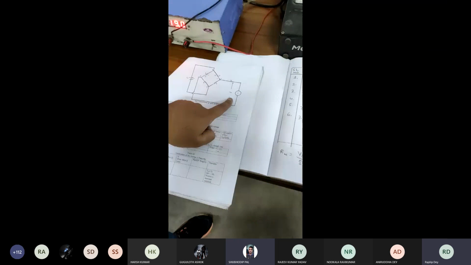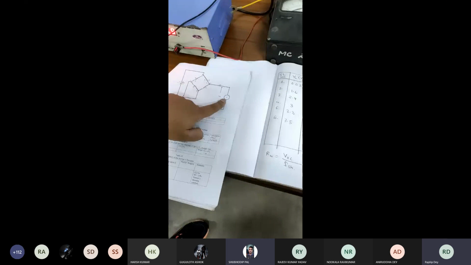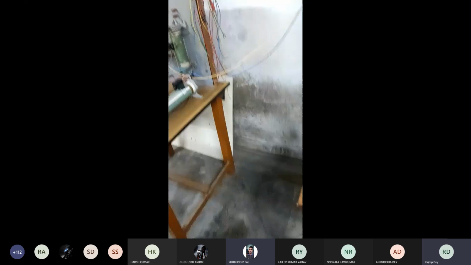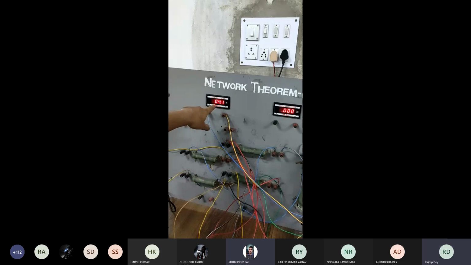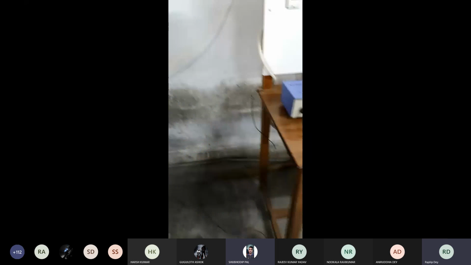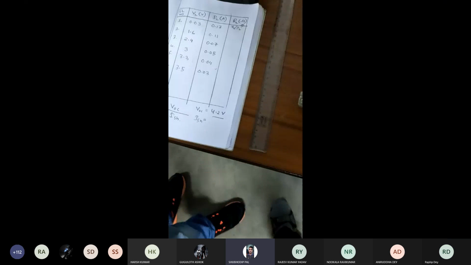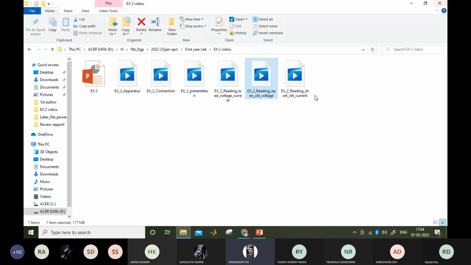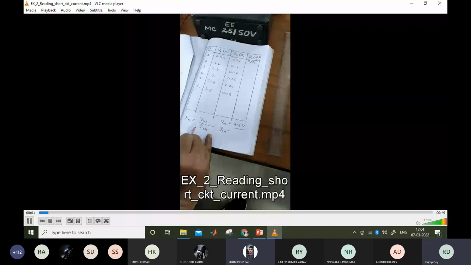Now we have to maintain our source voltage the same. Our source voltage is almost the same, and we have to keep it the same. By keeping this, we measure this voltage, and its value is varying between 4.2, 4.1, sometimes 4.3. So we'll take a mean of it, 4.2. So our VOC will become 4.2 volt.